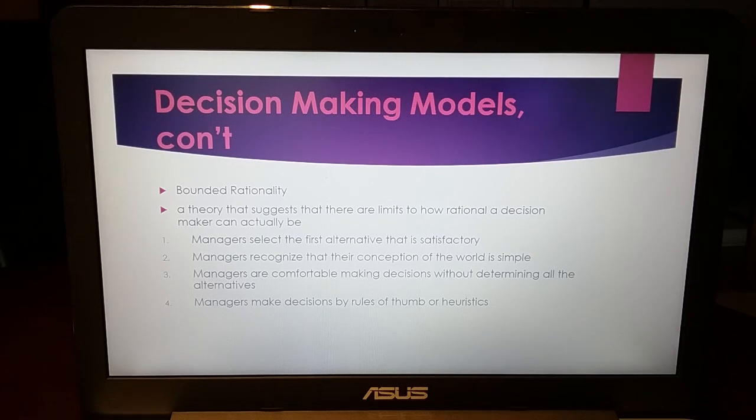Not sure. But because those things are impossible, really, we have a thing called bounded rationality. And it basically says that there are limits as to how rational a decision maker can actually be. We're human. We all make decisions every day. There are lots of things that play into making those decisions. So the idea is that because we have our own preferences, because we have our own physical limitations, because there are other pressures that are coming down on us, a lot of times people make decisions very quickly based on a rule of thumb or heuristics.